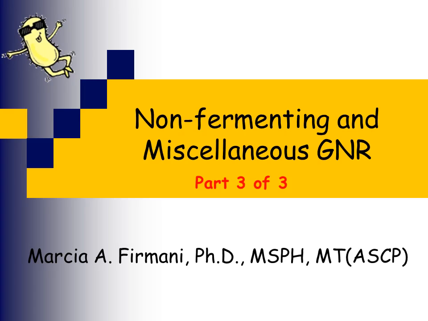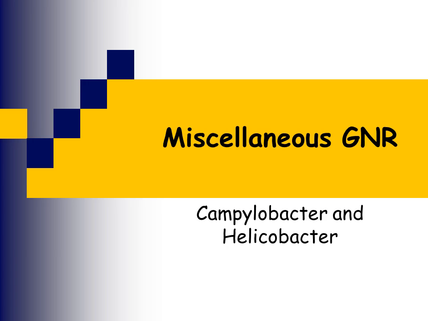This is the last part of our non-fermenting and some miscellaneous gram-negative rods. And we're going to conclude with the miscellaneous gram-negative rods. These are organisms that don't really fall into any of the categories that we've been talking about. So they're not Enterobacteriaceae members, and they don't really fall into the fermenting or the non-fermenting gram-negative rods. They are gram-negative rods. They're in their own little category, and the genera we're going to talk about are Campylobacter and Helicobacter.